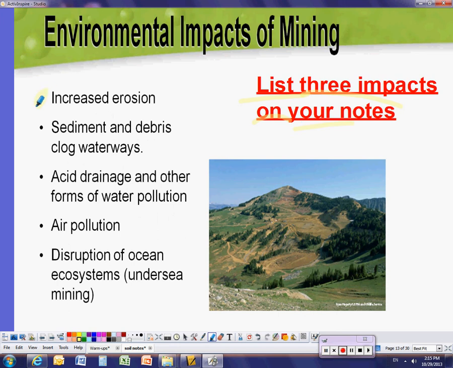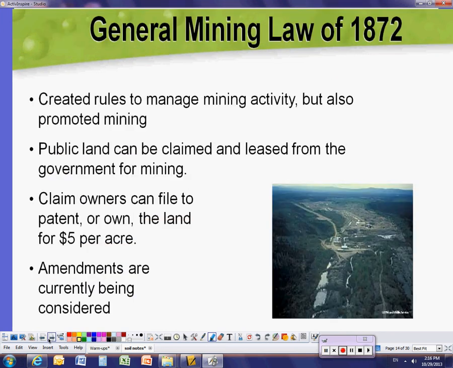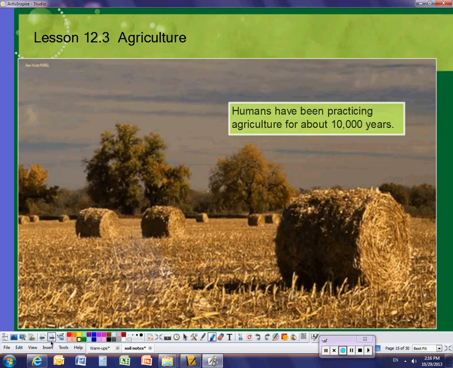So you have increased erosion, clogged waterways, water pollution, acid drainage, air pollution, and disruption of ocean ecosystems because of dredging, where you're pulling up the ground underneath, and that changes the ocean currents. These were some of the laws that came in with mining in 1872 because they can claim land as their own, but there's certain amendments and liens on the land that they have to take care of it after they're done mining it.